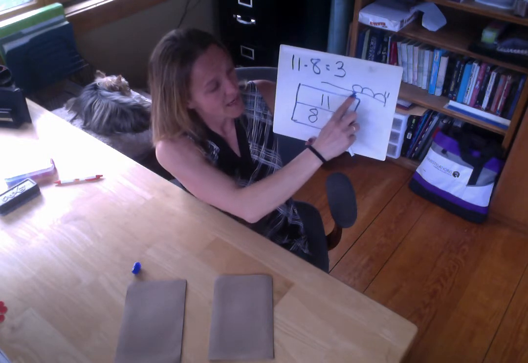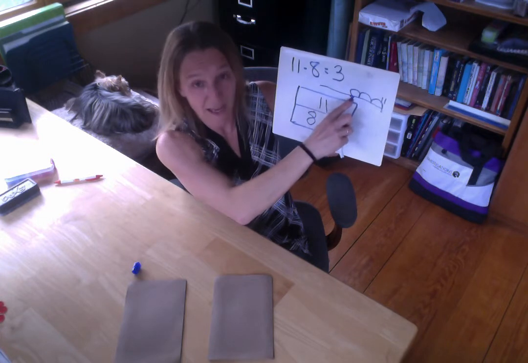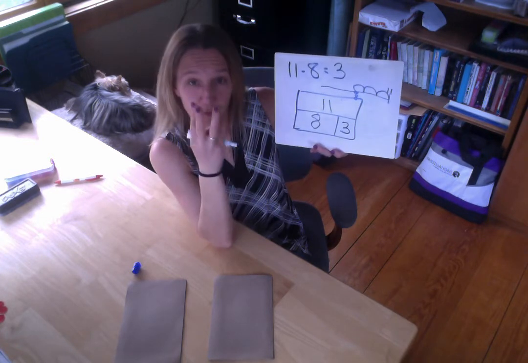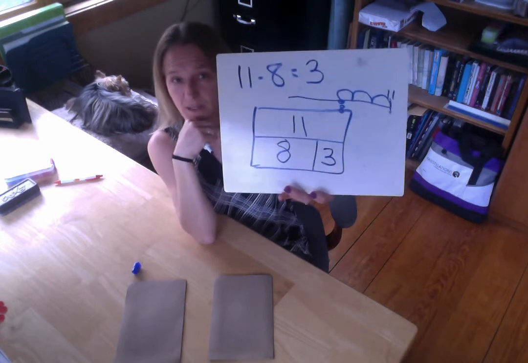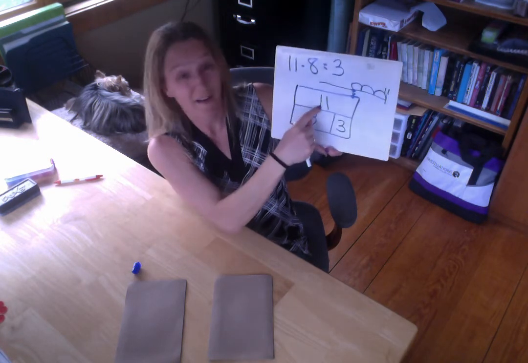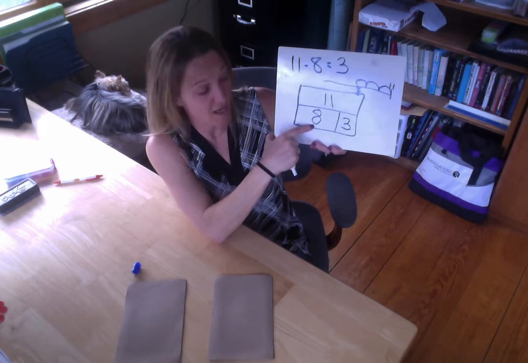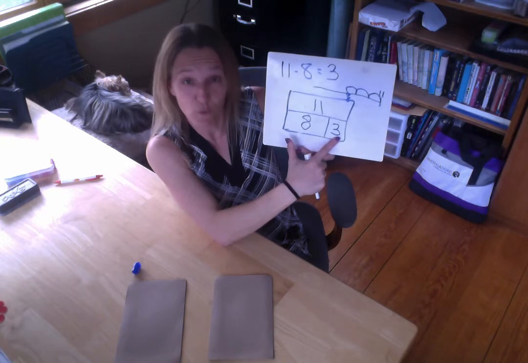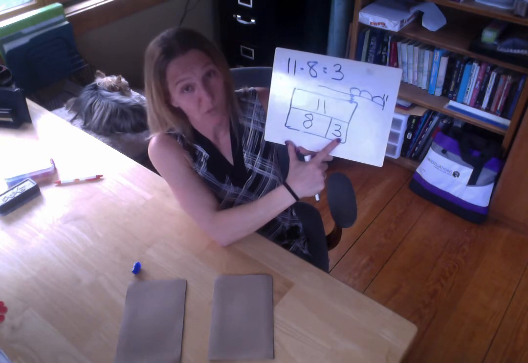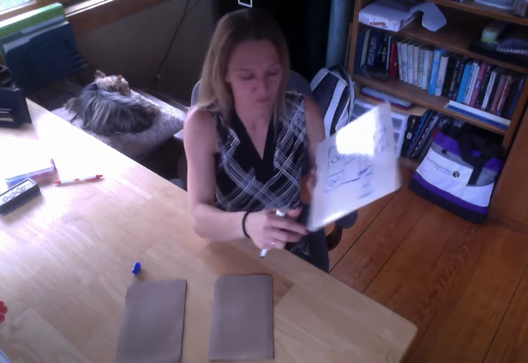If I start at 8 and go up to 11, it's 3. If I start at 11 and go back to 8, it's 3. They're 3 numbers apart on the number line. That's what subtraction is. So if you had 11 pieces of candy and Mrs. Davidson only had 8 pieces of candy, that means you have 3 more than me, or I have 3 less than you. Maybe I could borrow some from you.